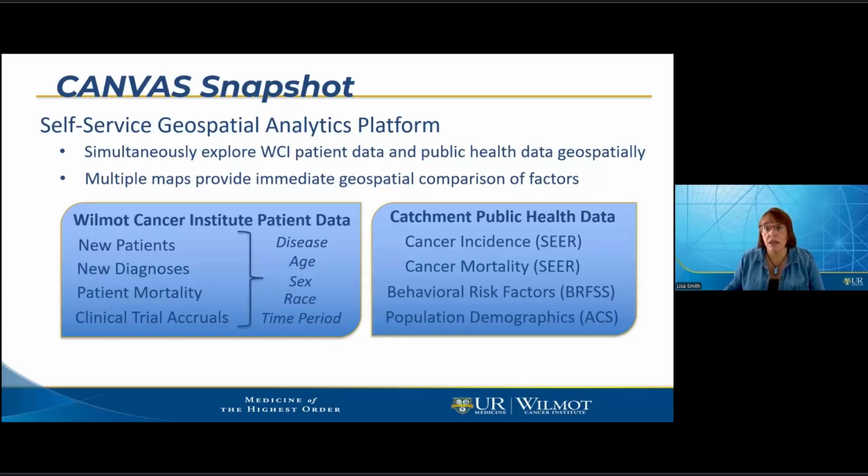At the same time, they can view relevant public health data for those regions, including cancer incidence and mortality, behavioral risk factors, and population demographics from SEER, BRFSS, and ACS datasets. They can also select their geographic region size, county or zip code, and at the state or catchment level.